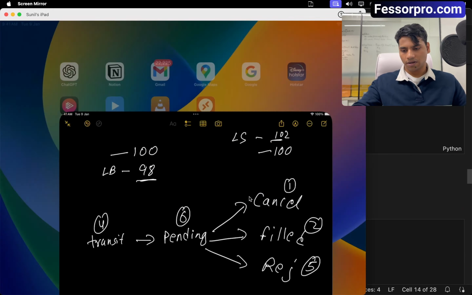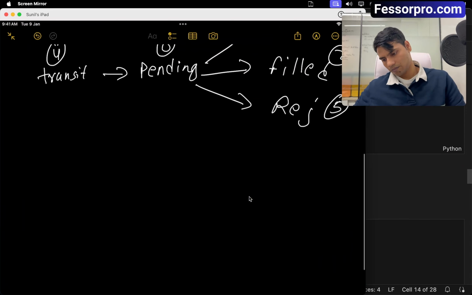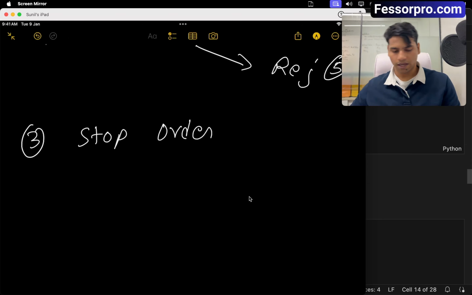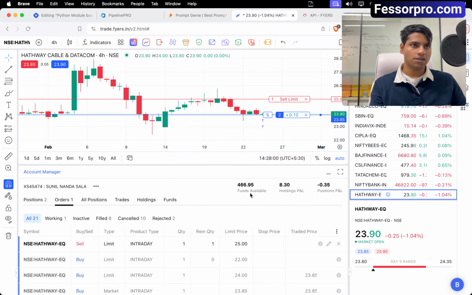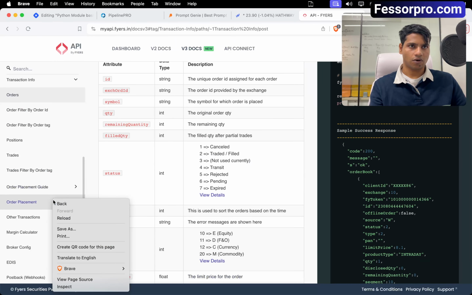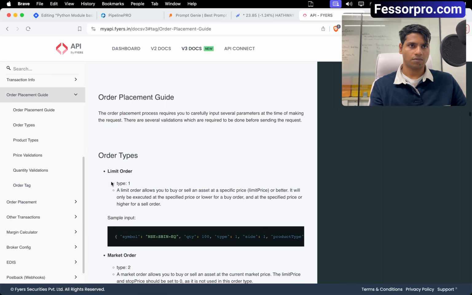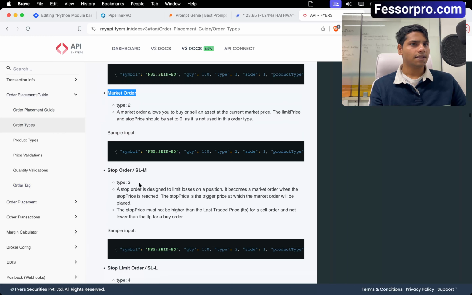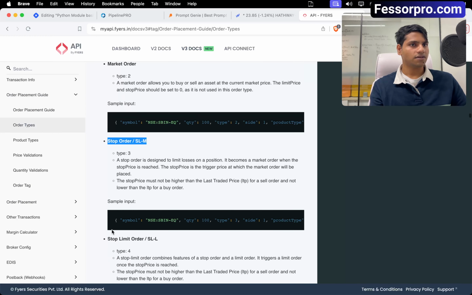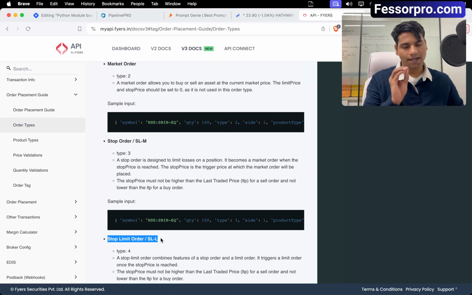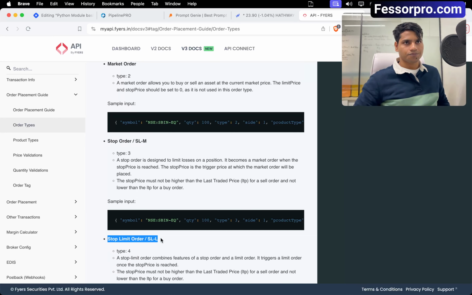Now in stop order, there are two things. The third is stop order. Now if I go to documentation, you'll see that there are two types of stop order. Go to order placement guide. See, first is limit order, then there is market order, then there is stop order SLM, there is stop limit order. So one is stop order, one is stop limit order. Let's try to understand the difference between them.